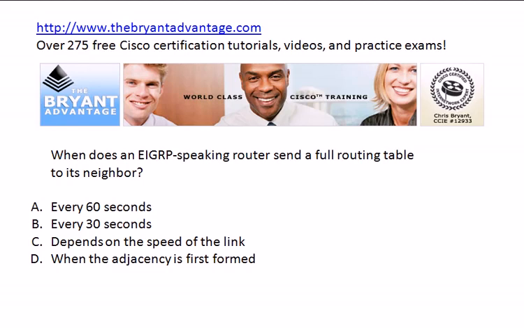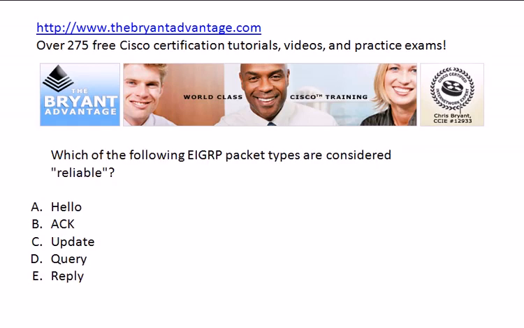When does an EIGRP speaking router send a full routing table to its neighbor? Is it every 60 seconds, every 30 seconds? Does it depend on the speed of the link? Or is it when the adjacency is first formed? Which of these 5 EIGRP packet types are considered reliable? All 5 are important. All 5 are vital to EIGRP operation, but which ones are considered what we call reliable?